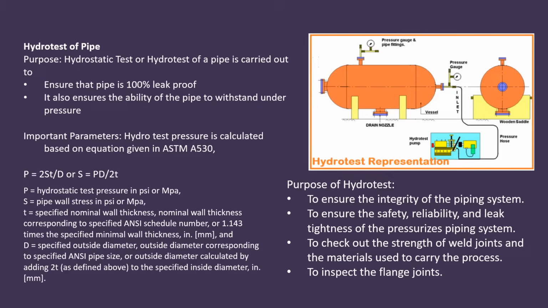Okay, so these things we need to know for any piping system, so that we can check what kind of hydro test pressure we need to keep to check the stability of any piping system. So this is commonly done for all the pressure vessels and piping systems to maintain the integrity of the whole system.